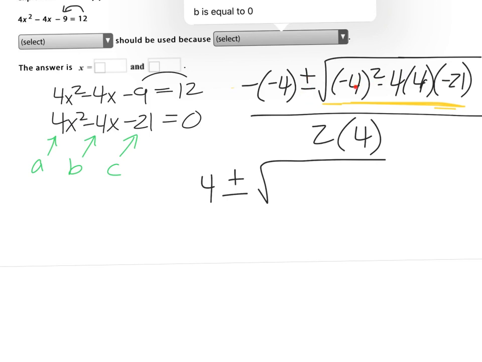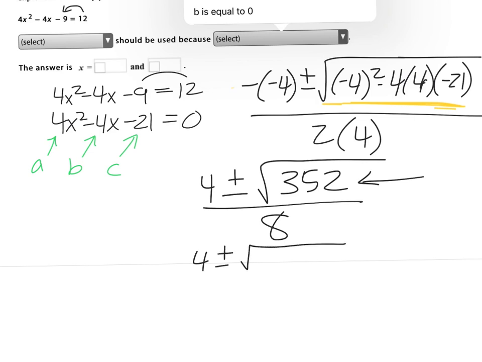Okay, so if you do that, that's 16. That's 84. So I'm going to do that real quick. 16 plus 4 times 4. So that's 352, all over 8. Now I have to simplify this radical, square root of 352. So I try to think about what are factors that will go into 352 that are perfect squares. So 16 will. So I have 4 plus or minus the square root of 16 times 22 all over 8.